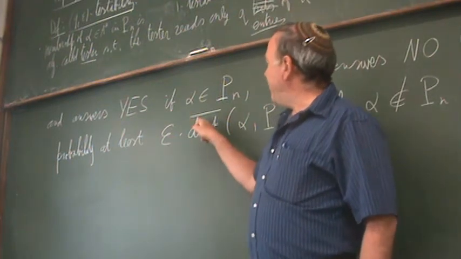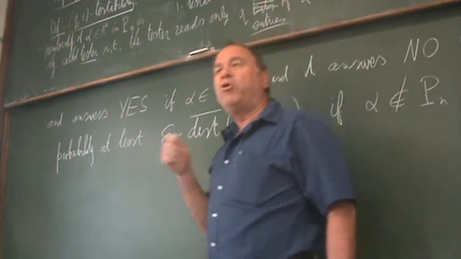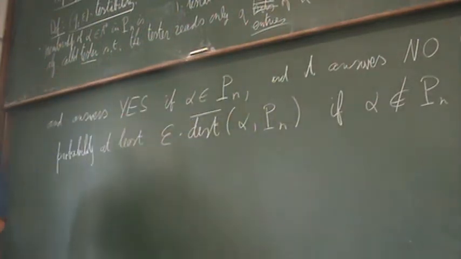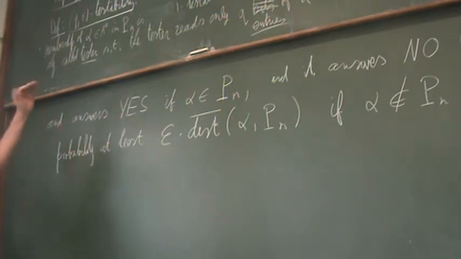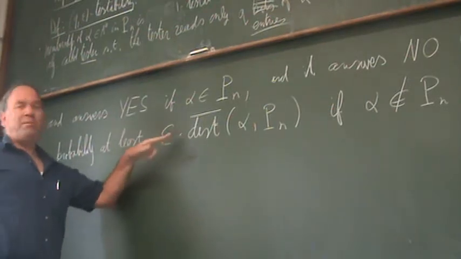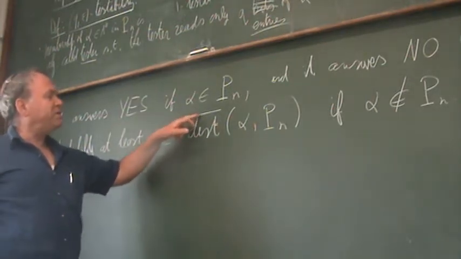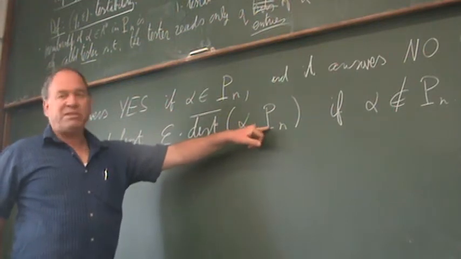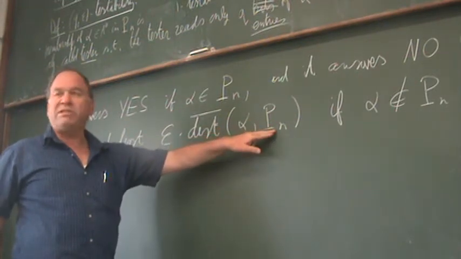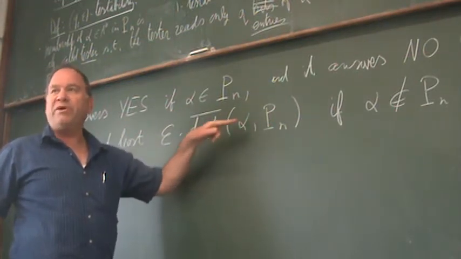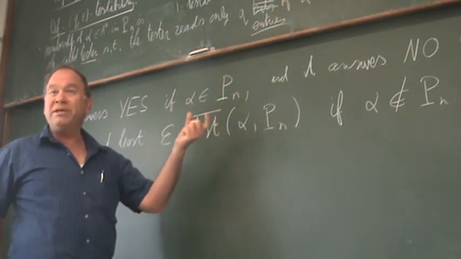Okay. Now, what is the distance? Distance means the normalized distance. Usually the way they do it is simply by the Hamming distance, namely in how many entries they are different from each other, divided by n. This is a probability, so it should be a number between 0 and 1. You take the closest element in Pn to alpha, count in how many bits it differs, you divide it by n, and you get the normalized distance.